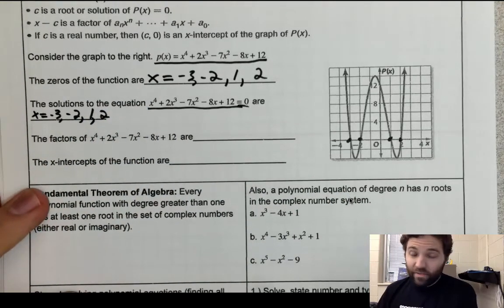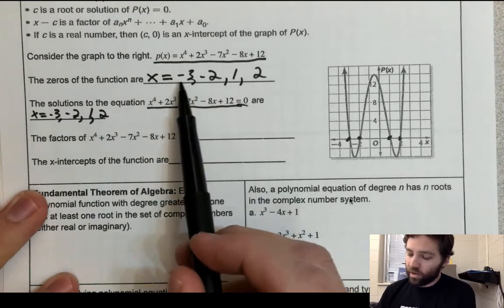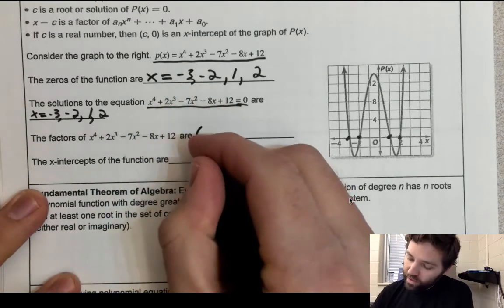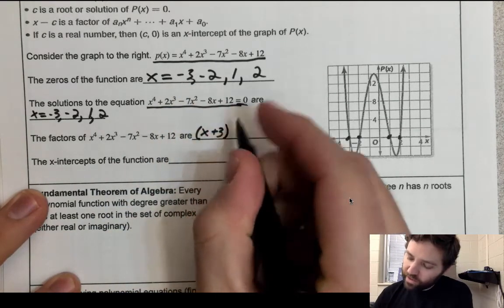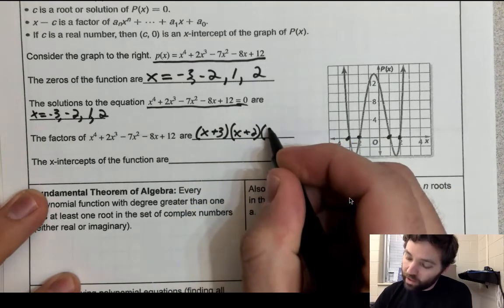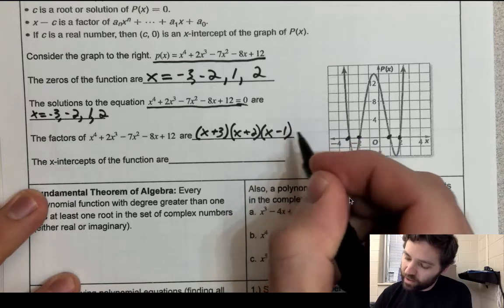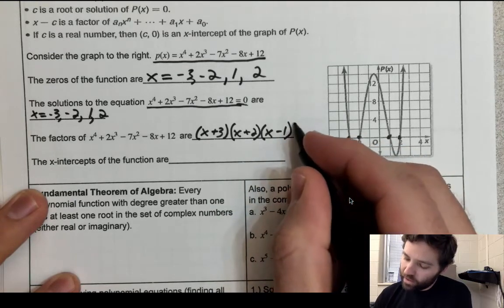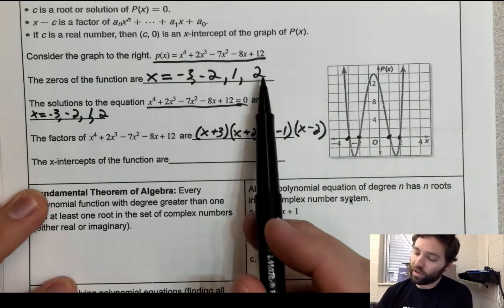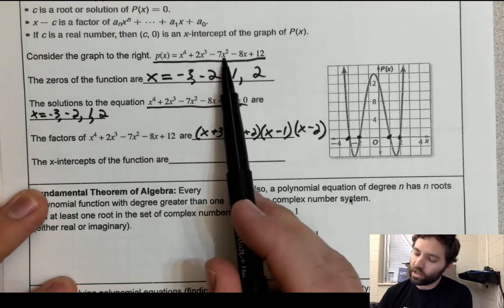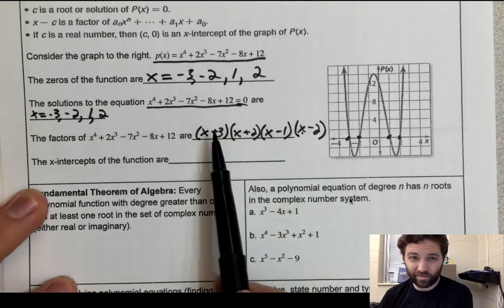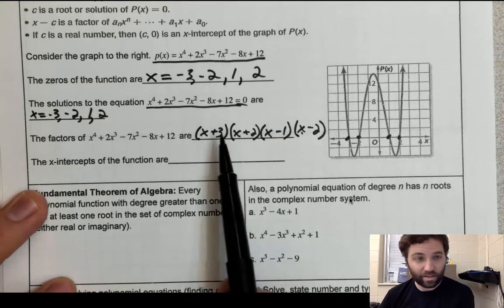The factors then, if I know that these are all of the zeros, then I can figure out what all the factors are. So if negative 3 is a 0, then x plus 3 has to be a factor. And if negative 2 is a 0, then x plus 2 has to be a factor. If 1 is a 0, then x minus 1 has to be a factor. And x minus 2 will also have to be a factor. And again, that's because if you plug in 2 to the function here, you have to get 0. Well, if you plug in 2 here, you'll get 0 times a bunch of stuff. Doesn't matter what it is, because 0 times anything is 0.